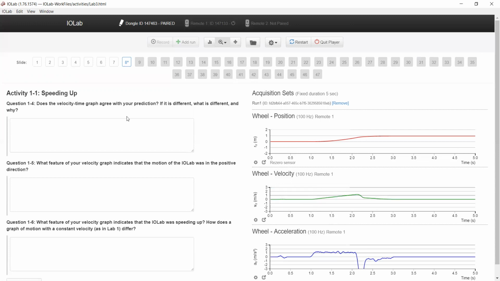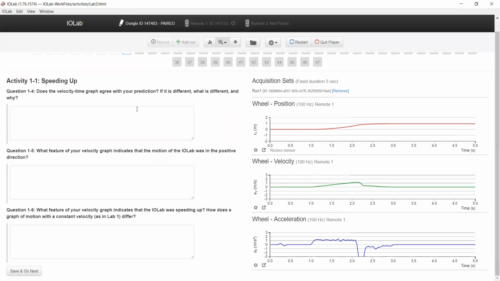You can go ahead and answer these questions based on your predictions. You can look at your predictions, answer these questions, and after you fill this, click save and go next.